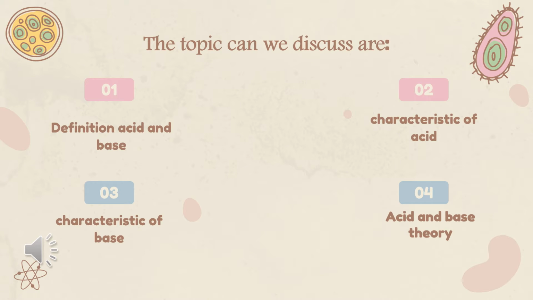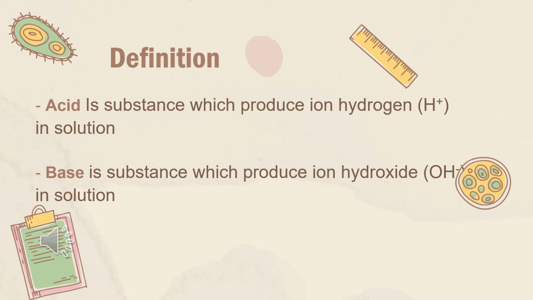Okay, in this video we have 4 material topics to discuss together. First, the definition of acid and base, second, the characteristics of acid, third, the characteristics of base, and last is acid and base theory. Yeah, the first is the definition of acid and base.